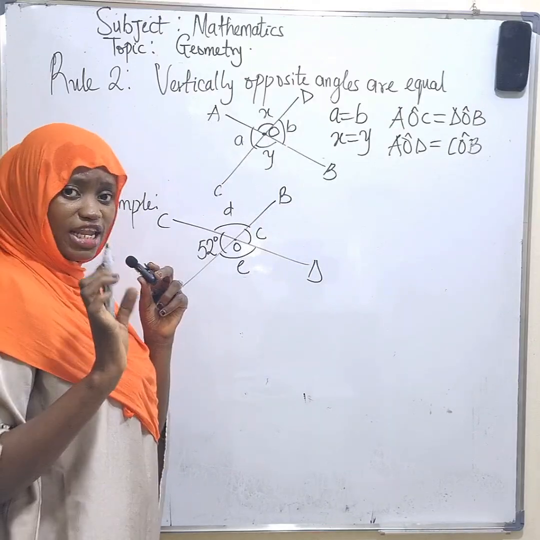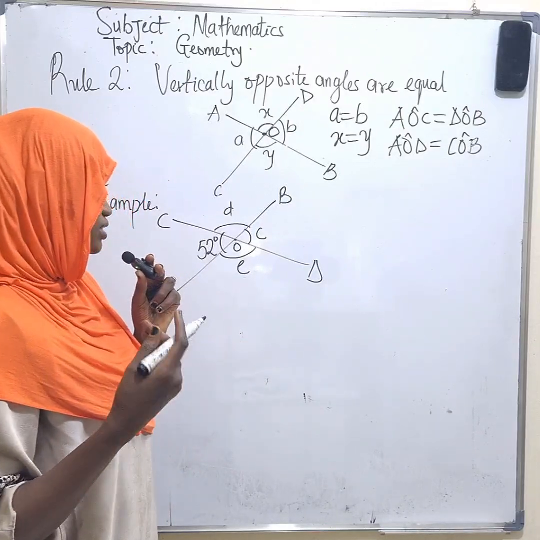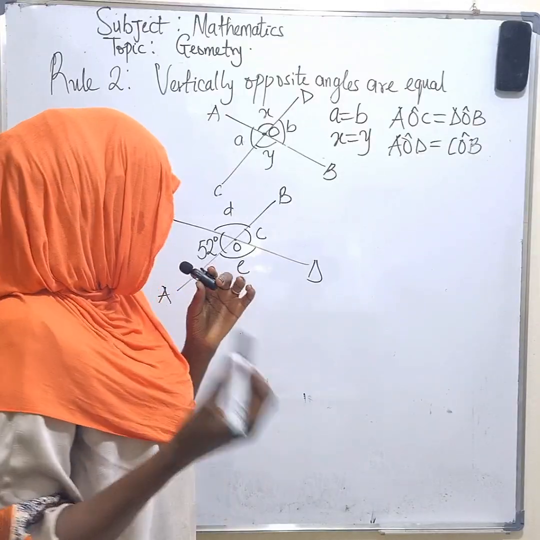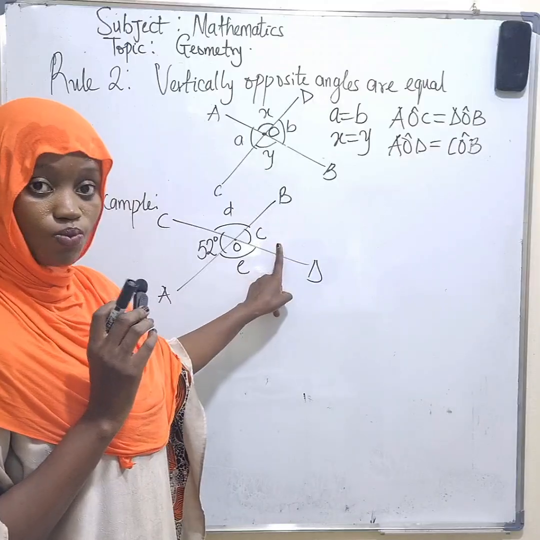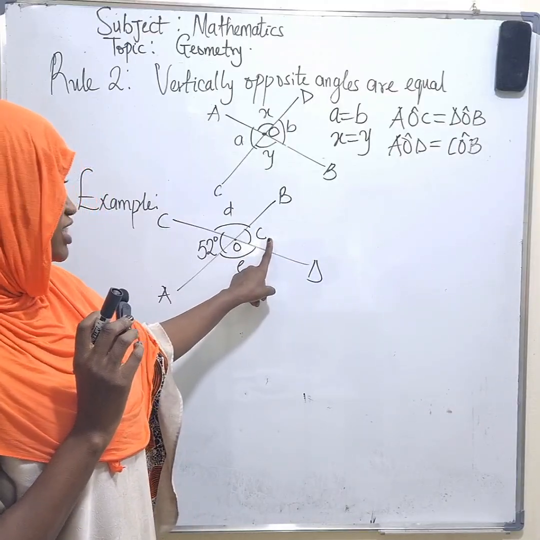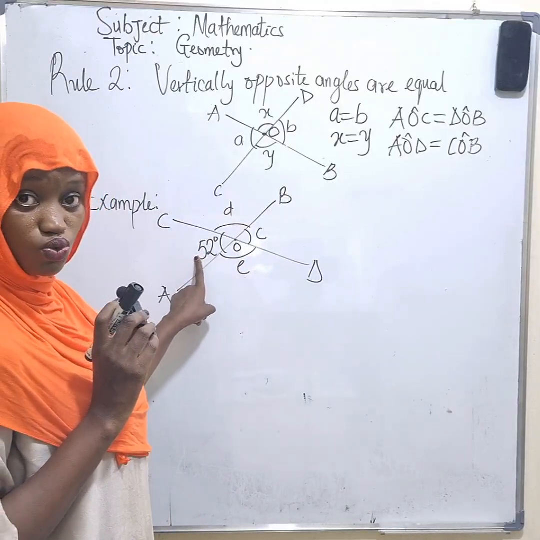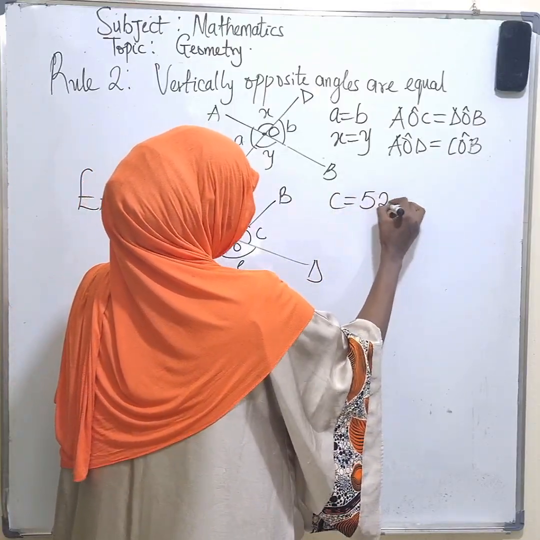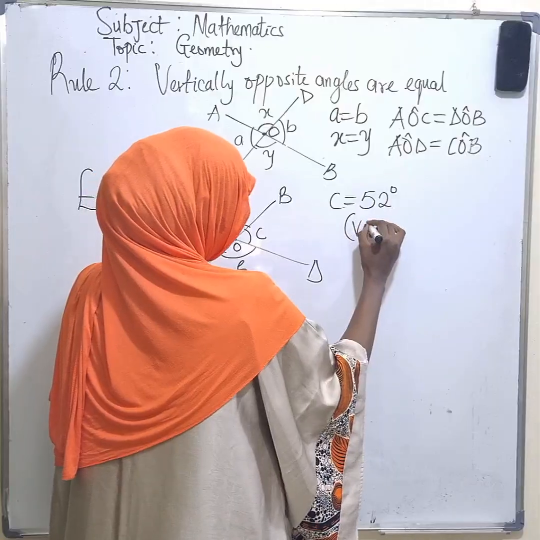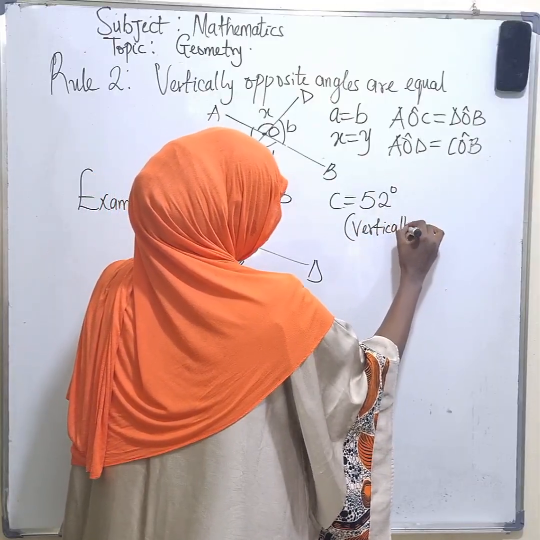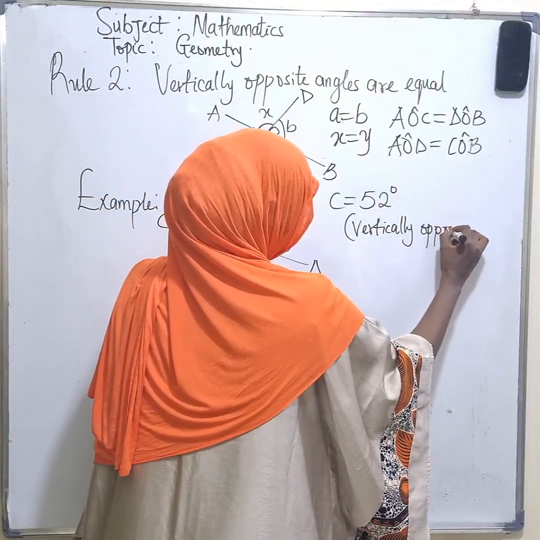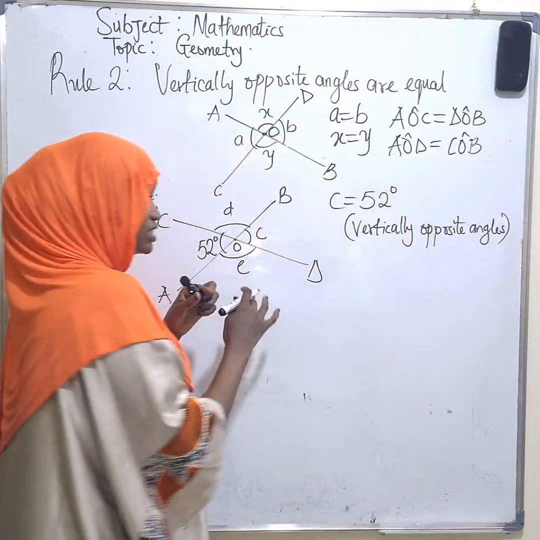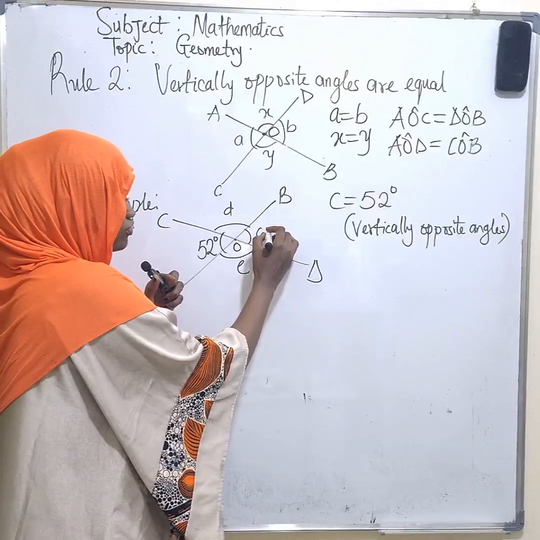If you analyze this diagram well, the first angle we can get, which is easier to get, is this angle C. Why? Angle C is vertically opposite to this angle 52, right? So we can start with that. We say C is equal to 52 degrees. What's the reason? They are vertically opposite angles, and vertically opposite angles are equal. So we've gotten the value for C.